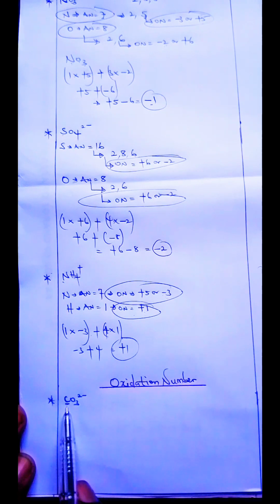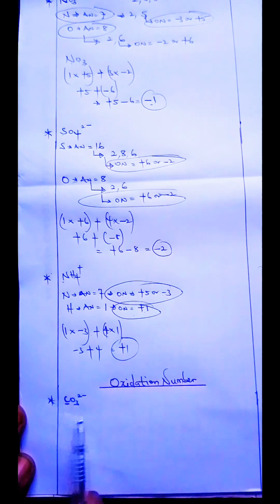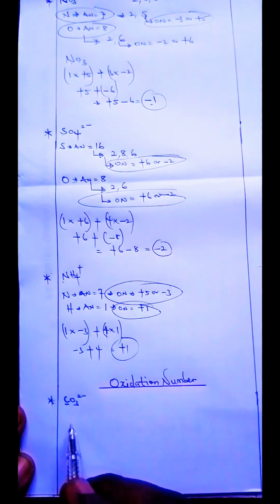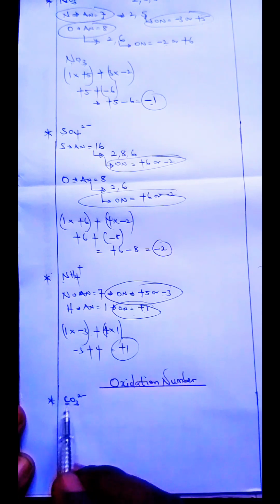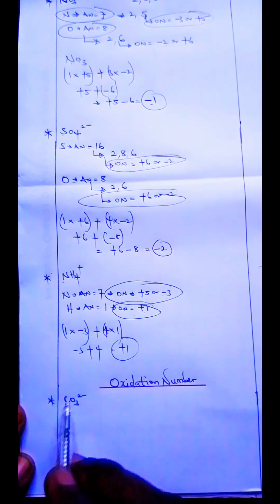So what's the oxidation number for carbon? And don't forget that once you get your oxidation number, it's as good as getting your valency. Now this is a charged ion, this is a radical. So how do we get the oxidation number, I beg your pardon, for carbon? Now it's very simple. The first thing you're going to ask yourself is: how many atoms of carbon do we have? We have just one atom of carbon, and we have 3 atoms of oxygen.